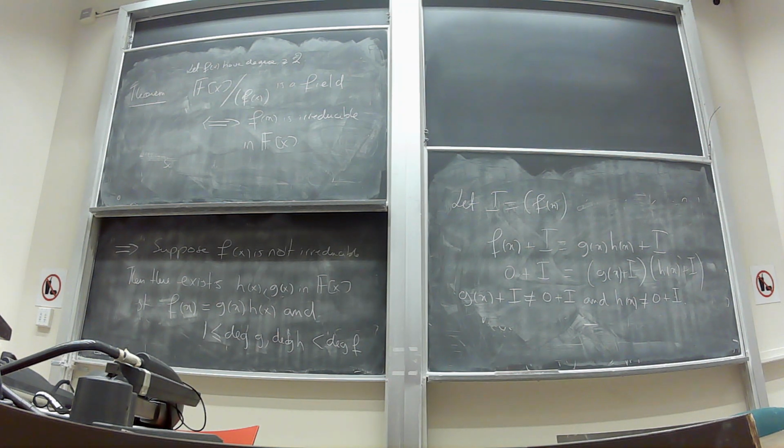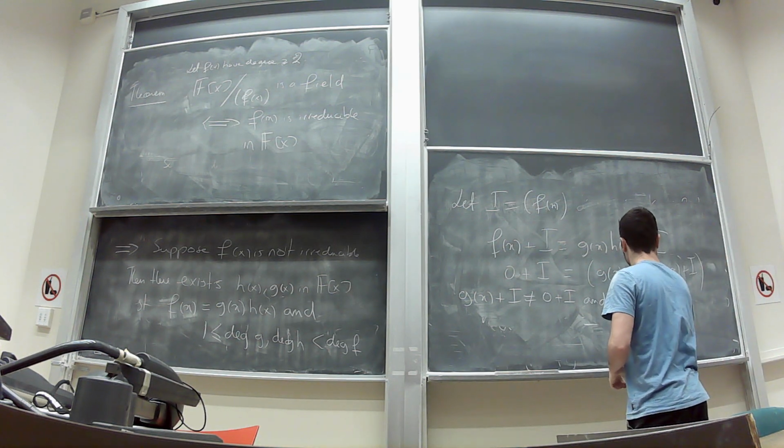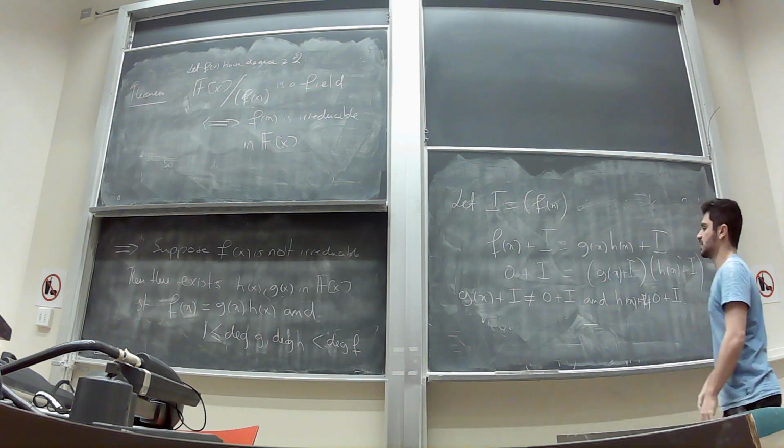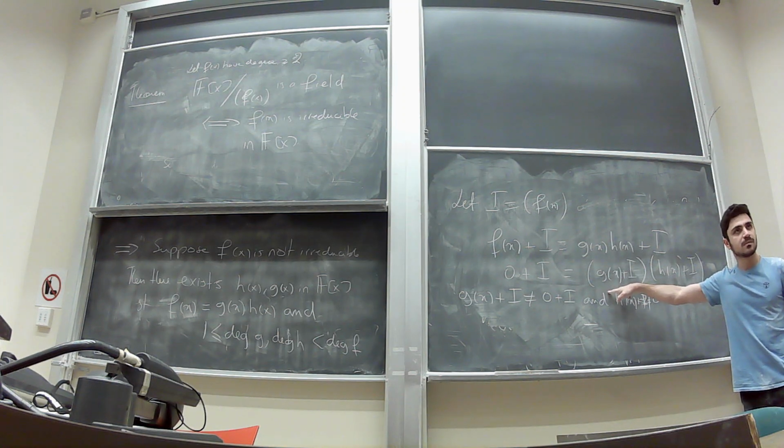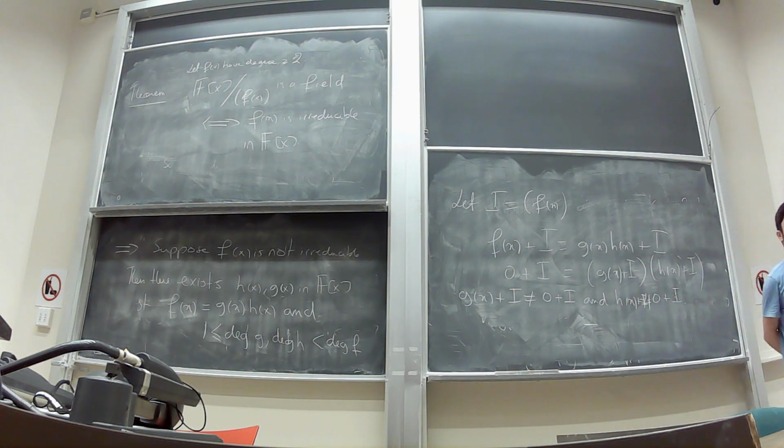Wait, wouldn't it be h of x plus I? H of x, yes, sorry, thanks. H of x plus I is different than 0 plus I. Now, you agree that these two are non-zero or not? If you have a polynomial of degree strictly smaller than f, then its equivalence class modulo I is non-zero, unless it's a 0 polynomial. You agree or not? And here I assumed already that these are non-zero, because they have degree at least 1.